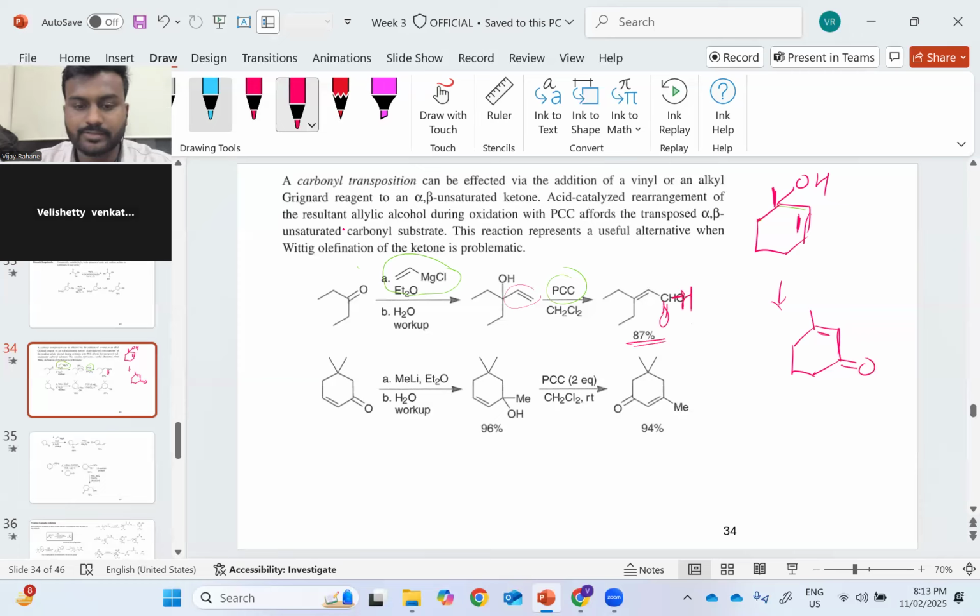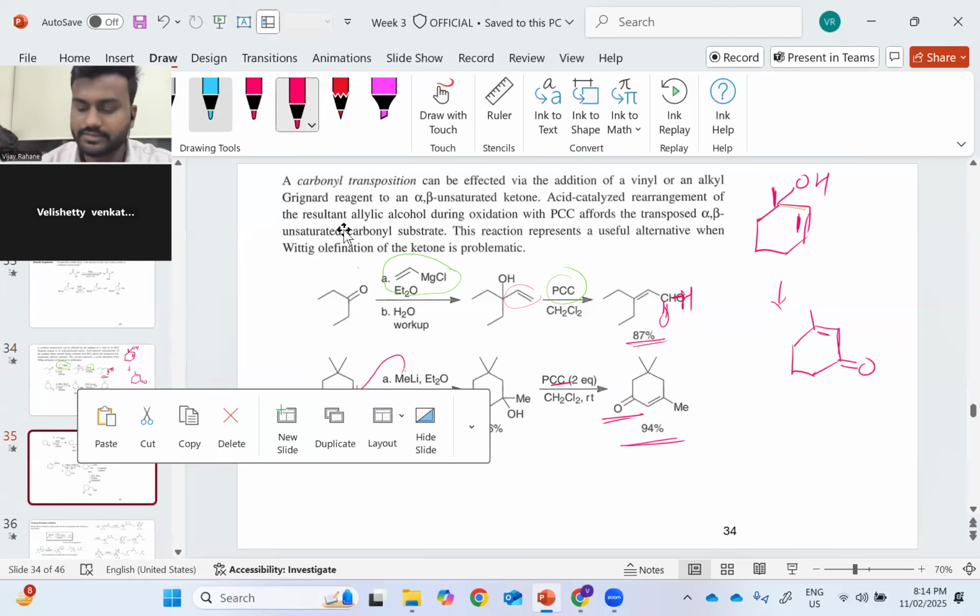This same reaction occurs with the IBX, which we have also seen earlier, and this 1,3 transposition occurs with it. Another exam question is when you react with methyl lithium. Again the same, because it is a hard nucleophile, it directly attacks the carbonyl carbon, and when you use the PCC, it is also the 1,3 transposition. So this is the product we get here in 94%. This concept is used for solving one of the questions from the assignment.